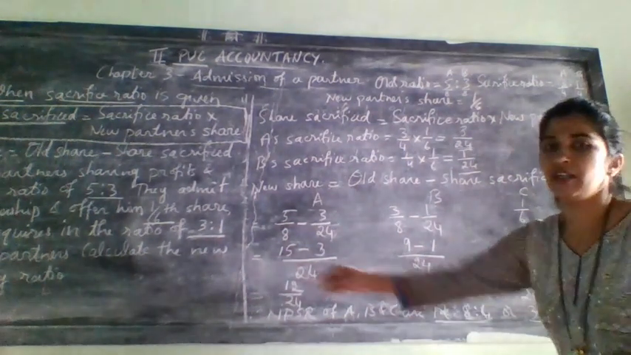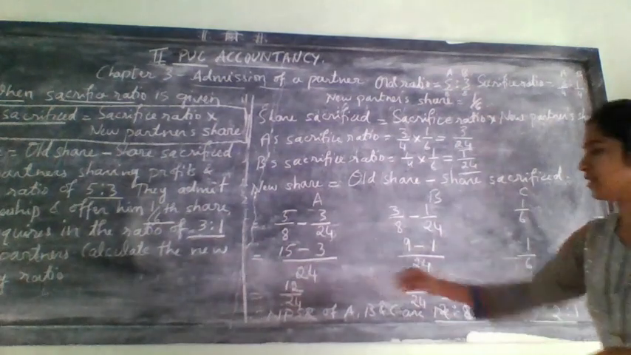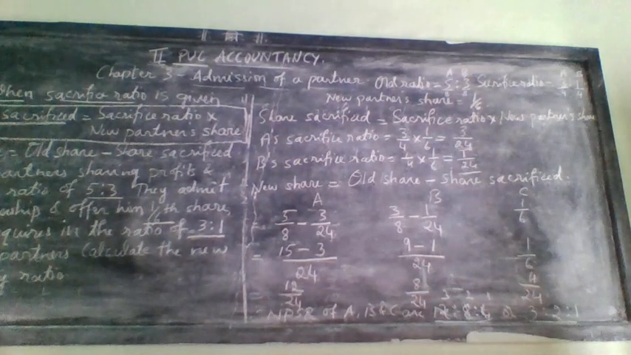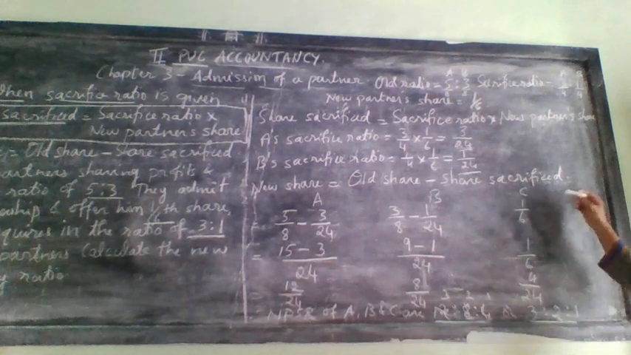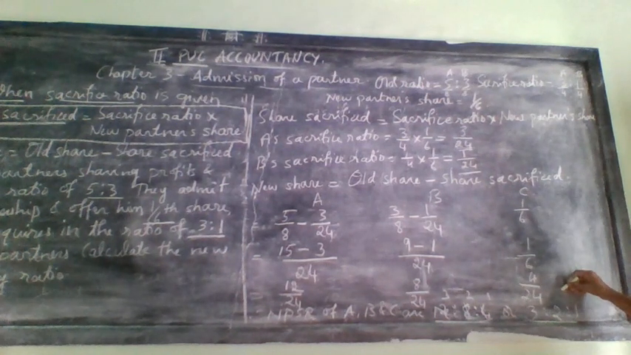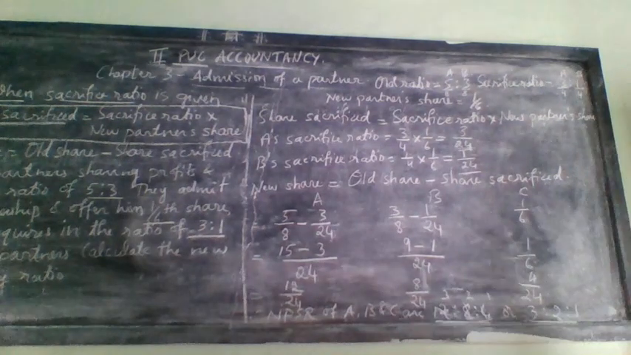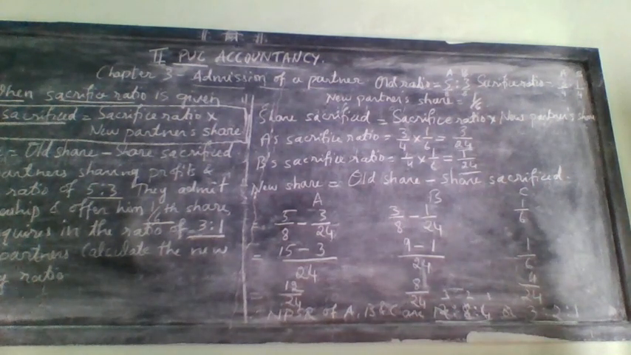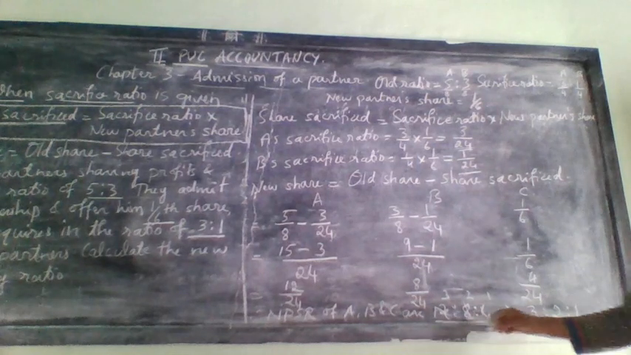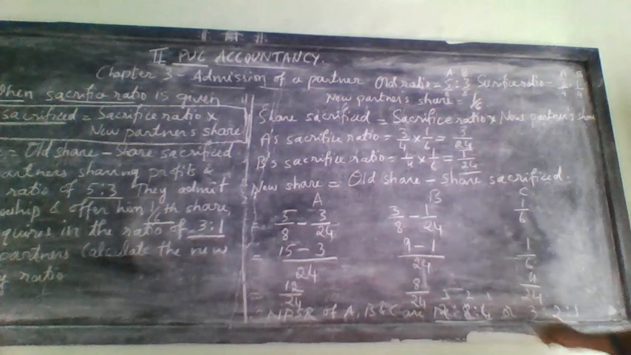Add all the numerators. So, 12 plus 8, it will come how much? 20. 20 plus 4, 24. That means the new profit sharing ratio, what you have done is correct. After that, write therefore NPSR or new profit sharing ratio of A, B and C are 12 is to 8 is to 4.